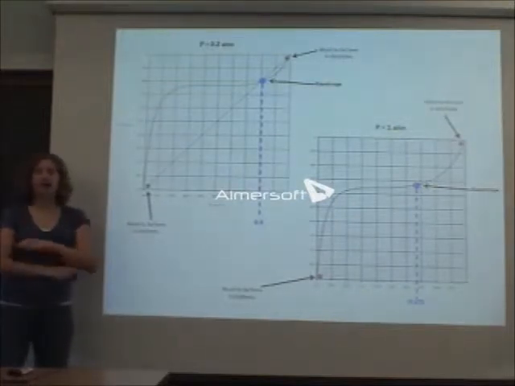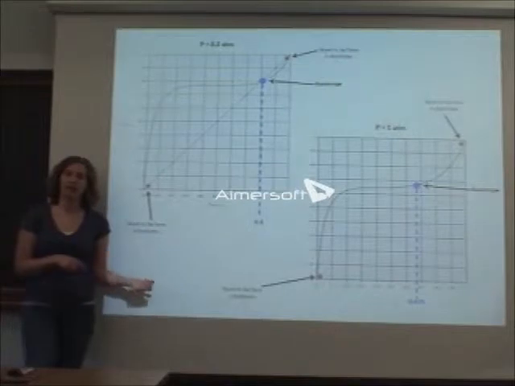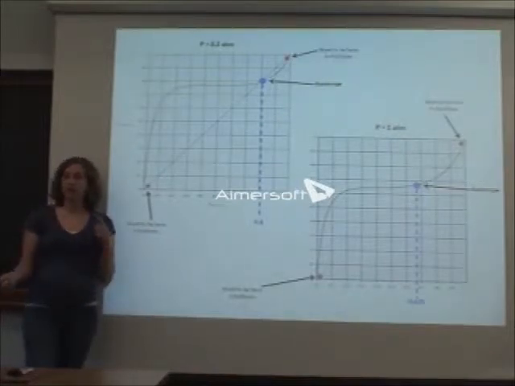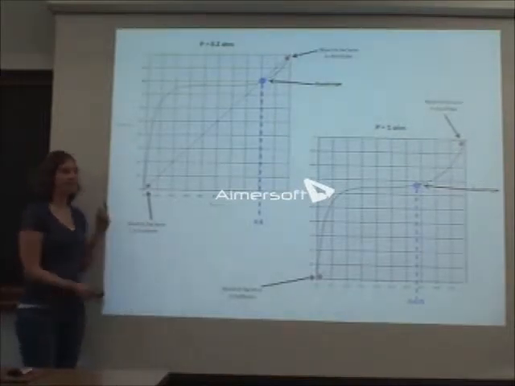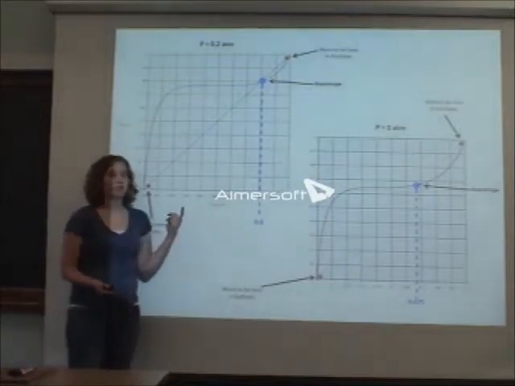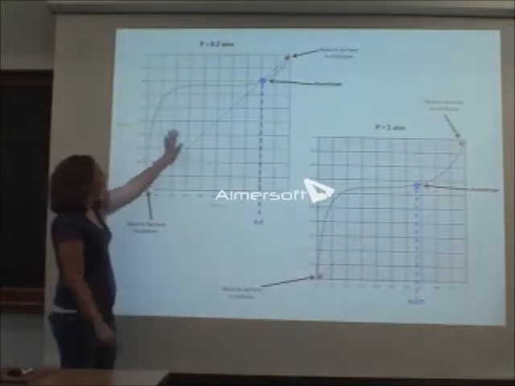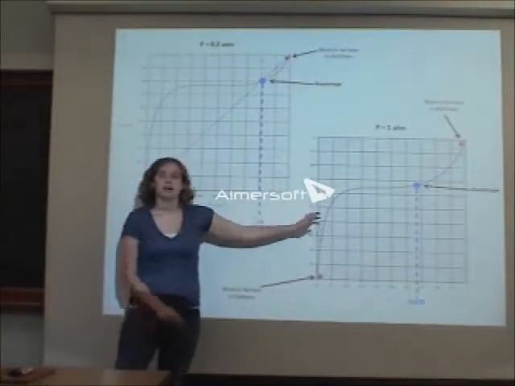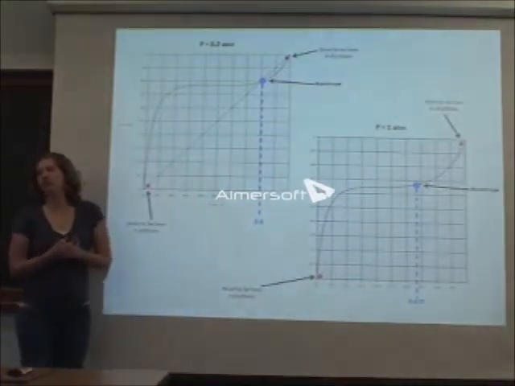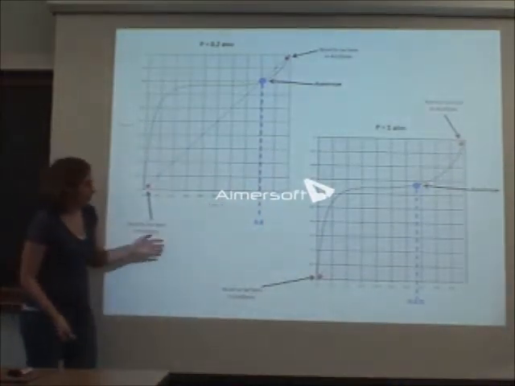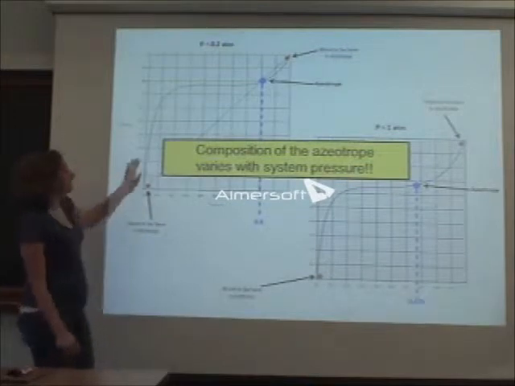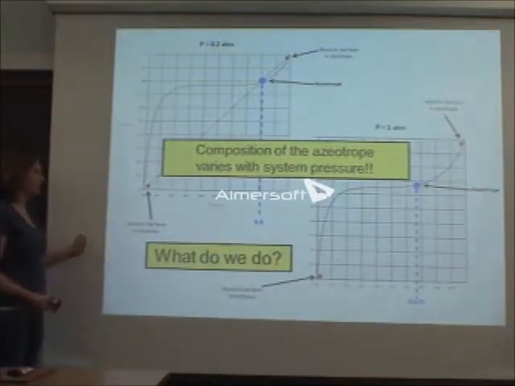What were the two types of maps we were comparing earlier? Pressure and temperature, right? So what type of maps are we comparing now? Two pressure maps. So because we're changing the pressure here is what's causing the azeotrope to change. So that's one thing to note, and that's why we have two different azeotropes. So it varies with our system pressure.